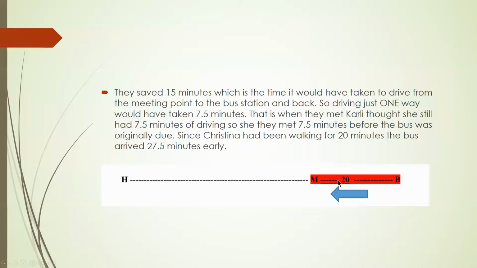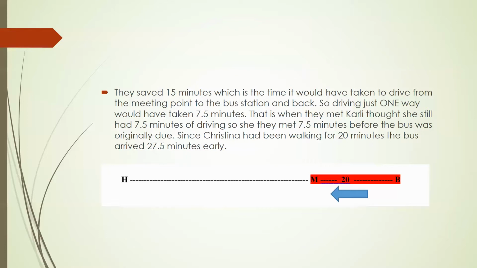But when they met, Carly thought she still had 7.5 minutes of driving. So they met 7.5 minutes before the bus was originally due. Christina had been walking for 20 minutes at that point, so the bus arrived 27.5 minutes early.